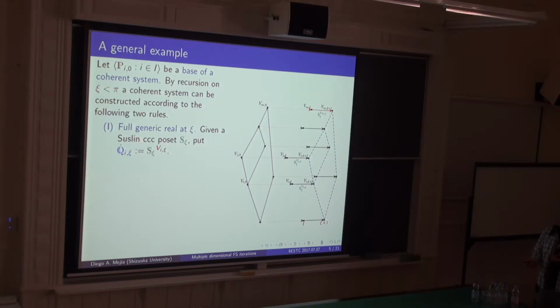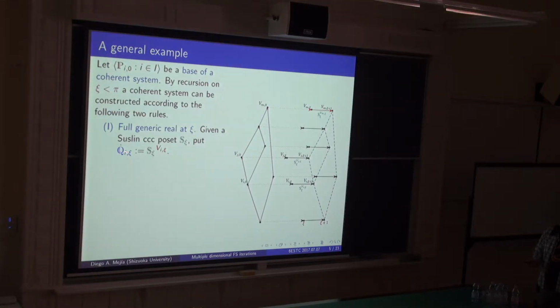So if we fix a Suslin ccc poset for this step ξ, then at each successor step, we just consider the version of the Suslin poset with respect to the model we are extending. Okay, so these Suslin ccc posets ensure that we have complete embeddability and that the generic real we add at the top is generic over this larger model, and therefore over the larger fragment that I have at the step ξ. So this is what it means to add a full generic. Okay.